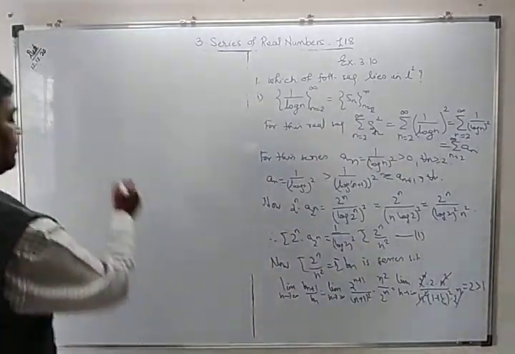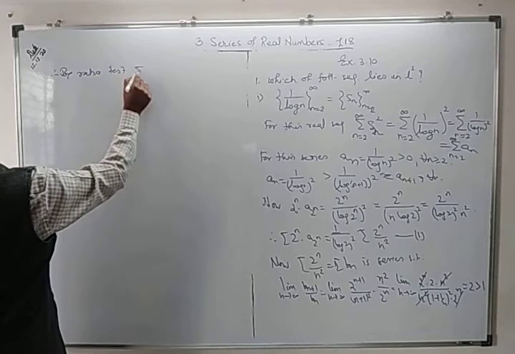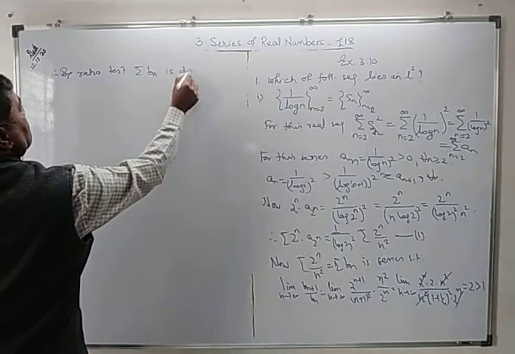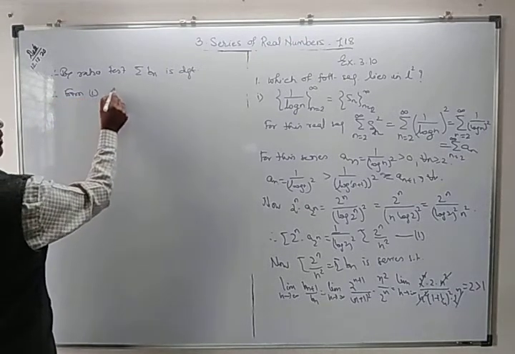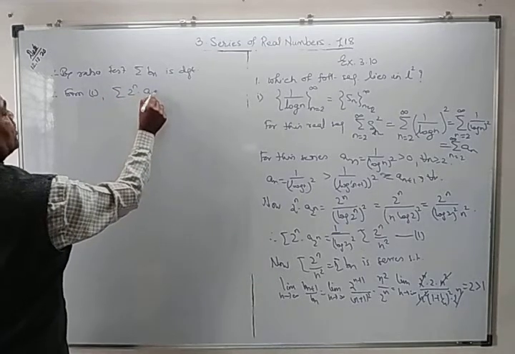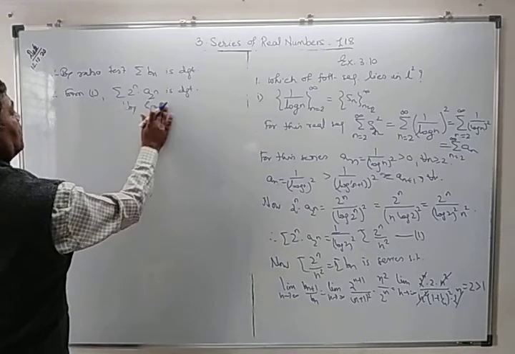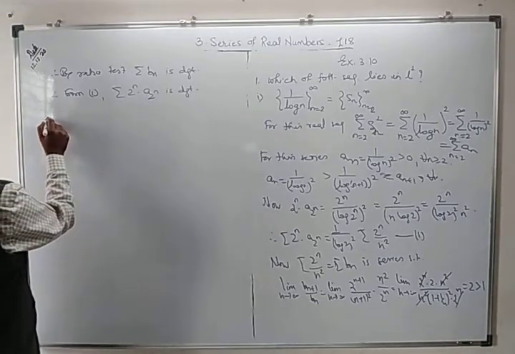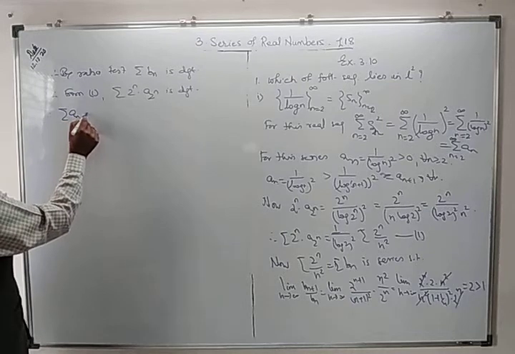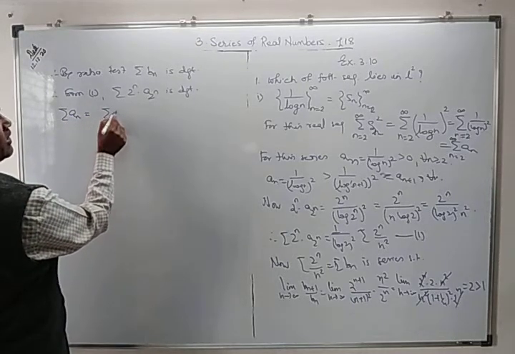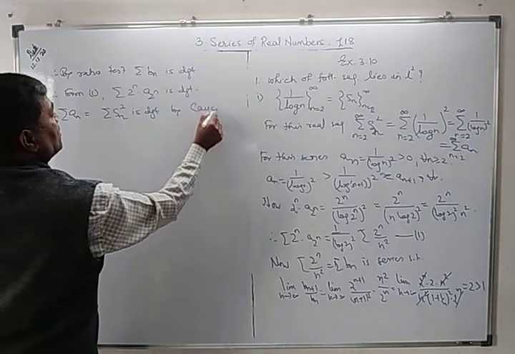Therefore by the ratio test, the summation of bn is divergent, and therefore from 1, the summation of 2 raised to n into a with suffix 2 raised to n is divergent. By the Cauchy condensation test, it's divergent. And therefore the summation of Sn squared is divergent by the Cauchy condensation test.